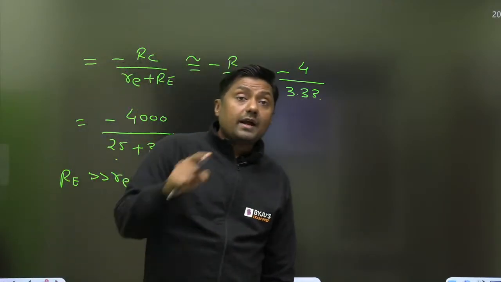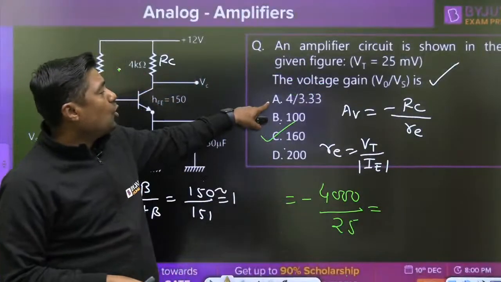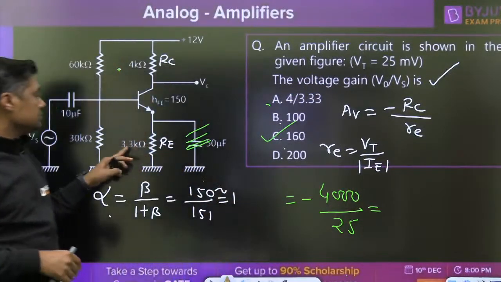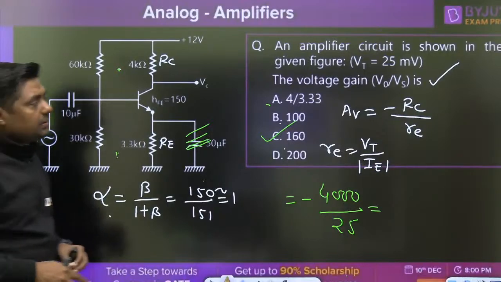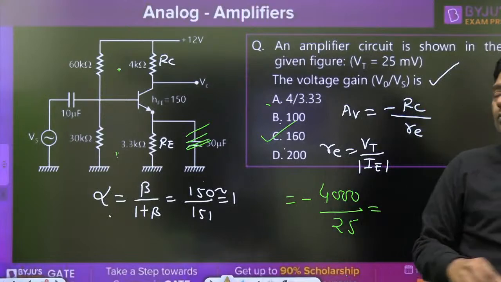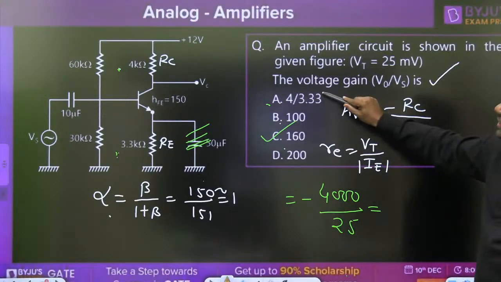In that case, what is the answer? 4 by 3.33, directly. That is the answer. So, directly we can apply the shortcut.